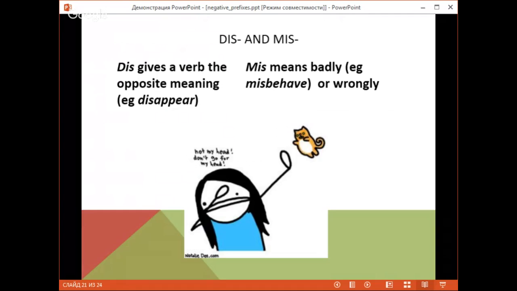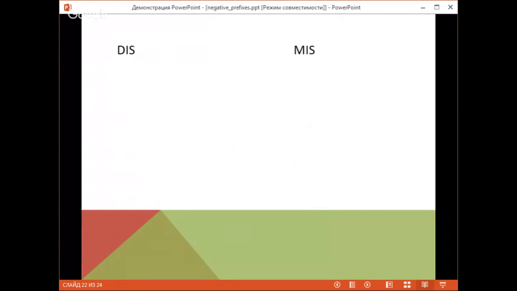Well, speaking about mis, normally it means badly or wrongly. Badly, for example, misbehave, to behave badly, or wrongly, for example, misunderstand, to understand wrongly. Well, we will try to have a look at some typical words with dis and mis.